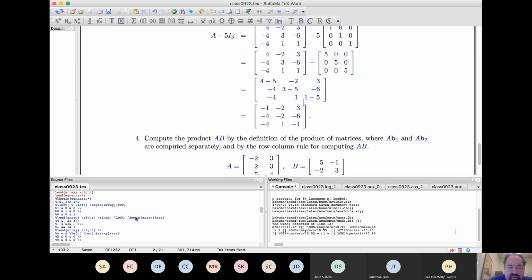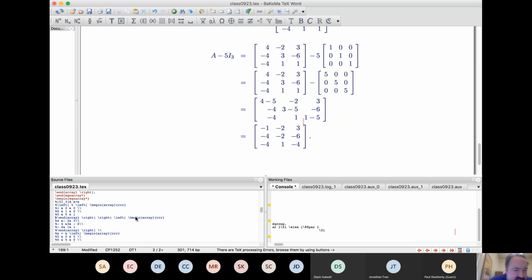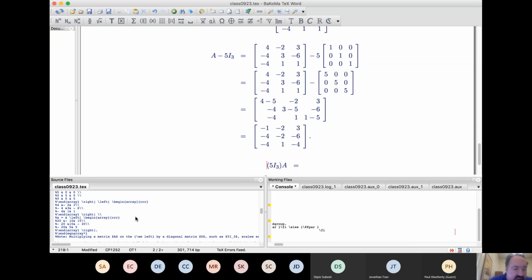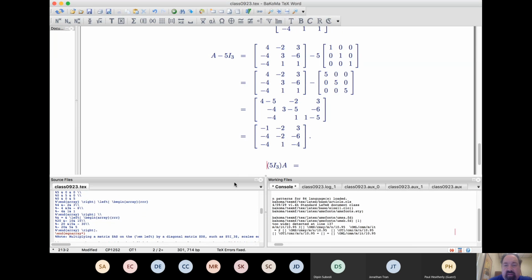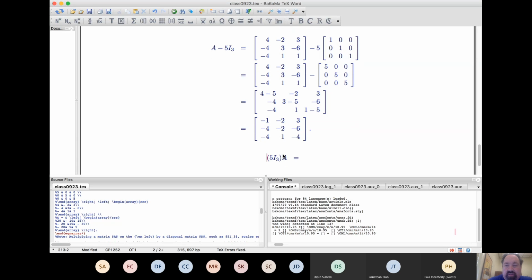And then, based on the last problem, if I want to do 5 times the identity times A, all I would really need to do is, since identity simplifies, identity times A is just A. So really, I could just take the entries of A and multiply them by 5.